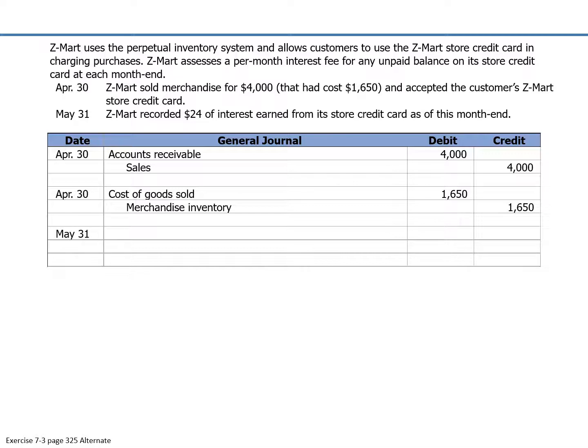Then on May 31st, we have to record $24 of interest that we've earned from our store credit card, right? But haven't yet been paid because our balance on our store card hasn't yet been paid. So we're going to record an account receivable for $24. We're going to record interest revenue for $24. Okay, so hopefully you did well on that one. Let's move on to the next one.